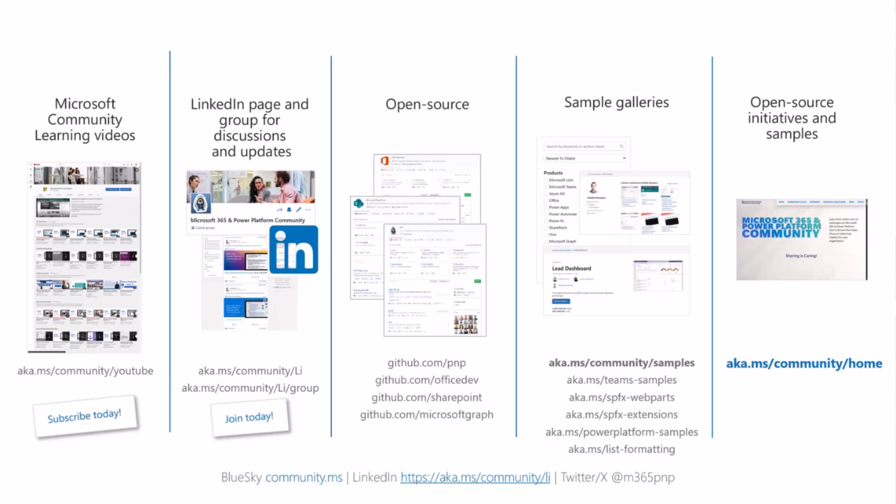We do have our LinkedIn page and group for discussions and updates. Easiest way to follow up on what's happening within the ecosystem. A lot of open source assets are available, but finding the relevant sample from GitHub might be a bit difficult. We also have these really cool sample galleries, which make it super easy to find the relevant sample for you. So if you're looking for a Power Apps demo, Power Automate demo, SharePoint Framework demo, Teams AI SDK demo, you can just go to the centralized sample gallery portal and search and filter based on the product filters and find the relevant sample for you. A lot of URLs to remember? Well, not really. There's only one URL, which is aka.ms/community home, from where you'll find all of these things.